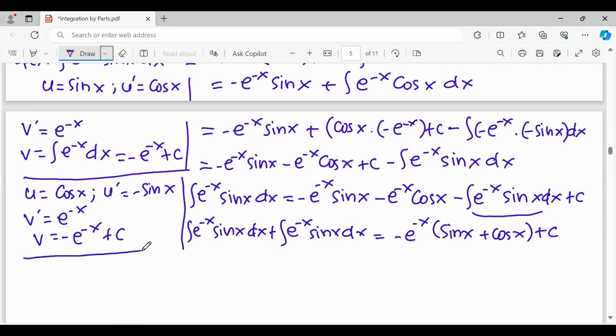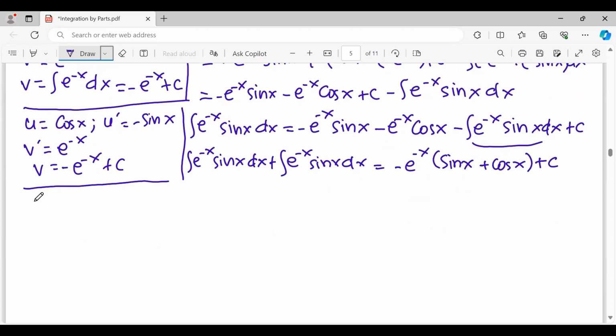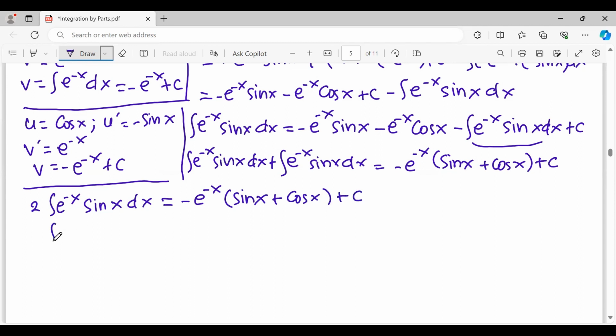It becomes 2 integral of e power minus x sine x dx equals minus e power minus x, sine x plus cosine x, plus c, or the integral of e power minus x sine x dx equals minus half e power minus x times sine x plus cosine x plus c.